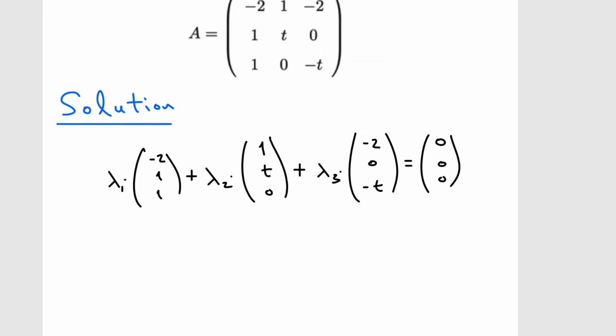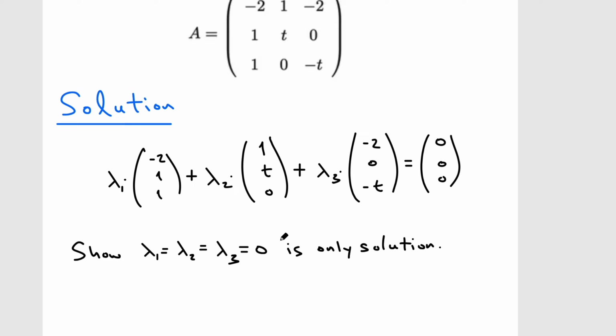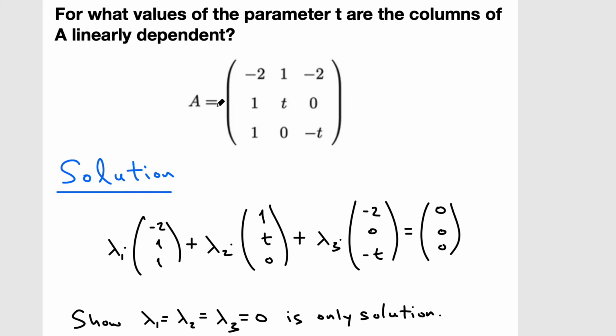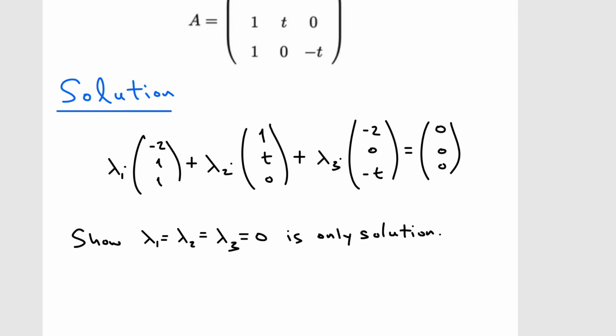So we need them to be necessarily 0. The thing is, this is kind of redundant, right? So we have to show that lambda 1 equals lambda 2 equals lambda 3 equals 0 is the only solution. Okay? Or for what t's? So let's see, we're asking when they're dependent. Okay, so let's first of all clarify.